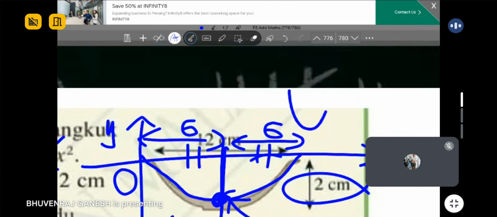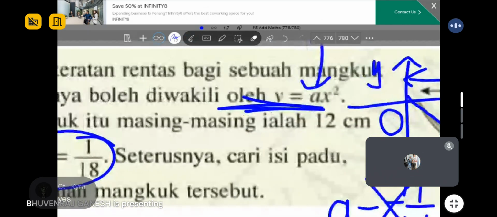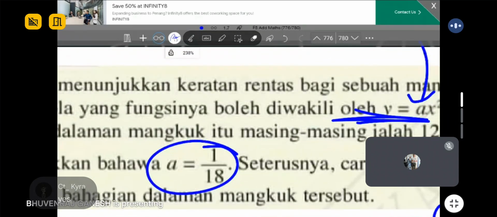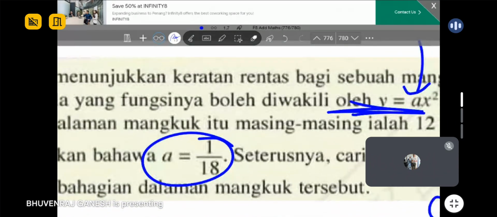Because you have this kind of curve. If it is a smiley curve, A is greater than 0. So A must be a positive value, it cannot be negative. Understand? Everyone can understand? So this is how you show it. Very famous question, guys. Suka tanya. So make sure you know how to do it.